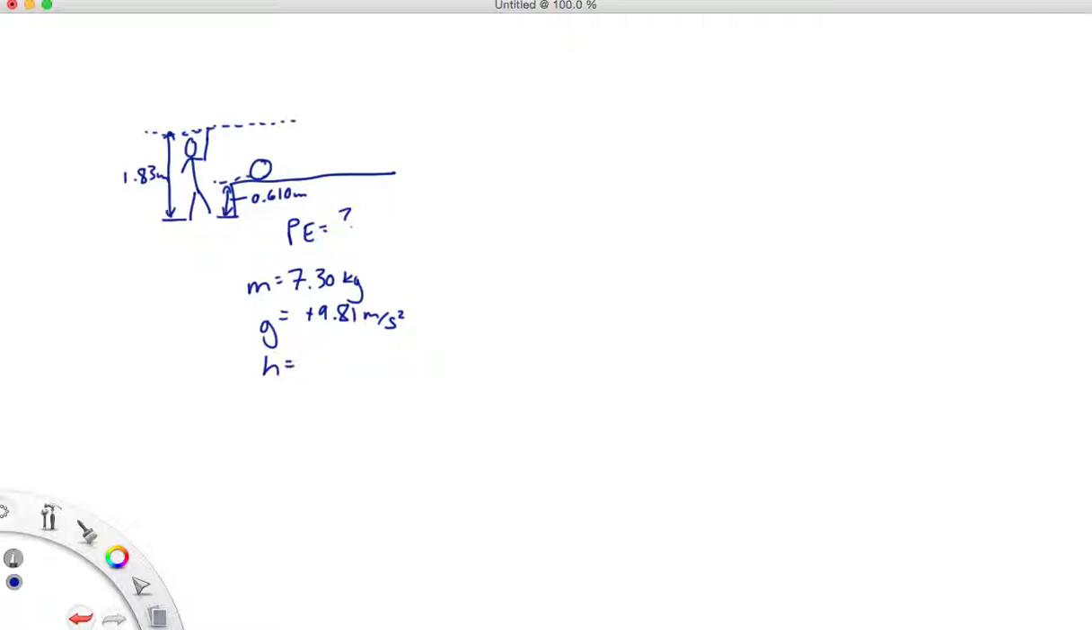And we know the height above your head is 1.83. We did not use this height because we're going over a head in this problem. So potential energy is mgh. We just plug these values in. And of course, this is going to be in joules. So our final answer is 131 joules. Great.